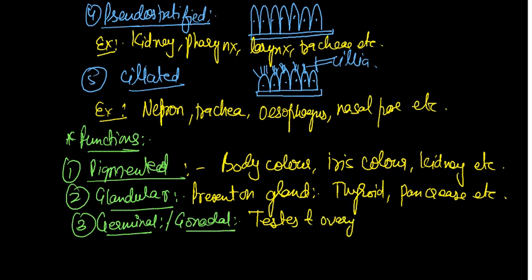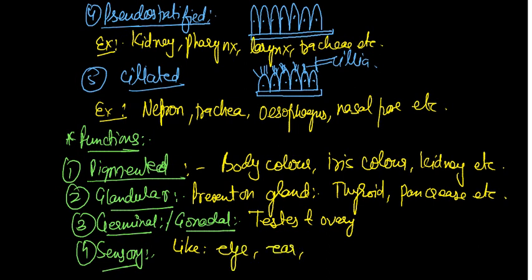And the last, the fourth one, is sensory, which means sense organs. It is present on sense organs like the eye, ear, nose, etc. So this is all about the tissue part.